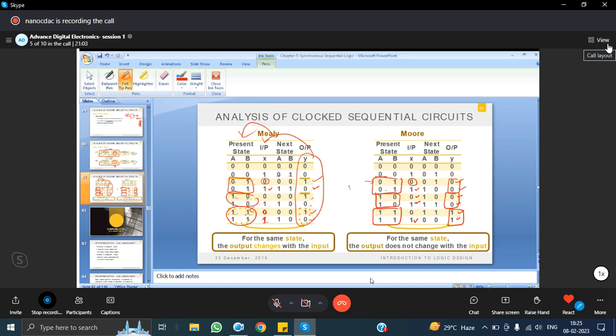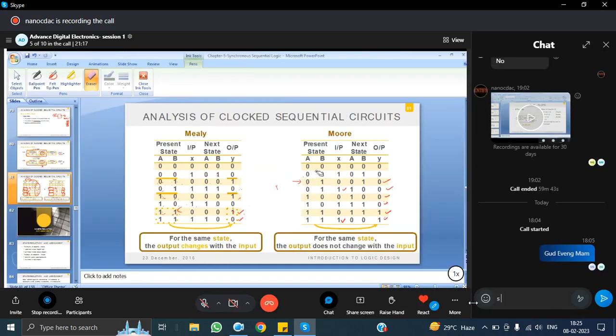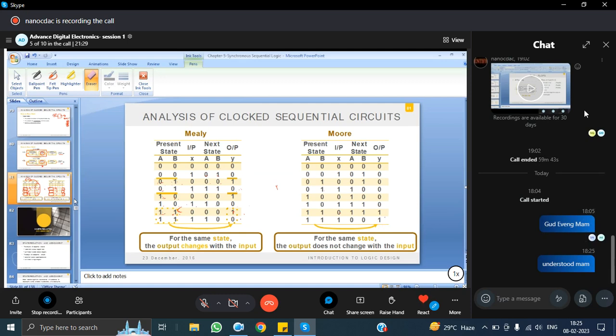Okay, did you understand this? You got this concept? If this is understood, we can move ahead. Why? Because it is very, very important. If you have any doubts, you can ask me right now. Fine. Okay.